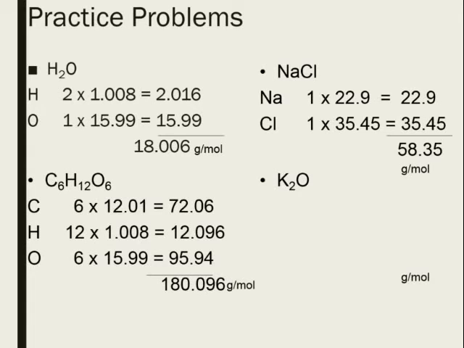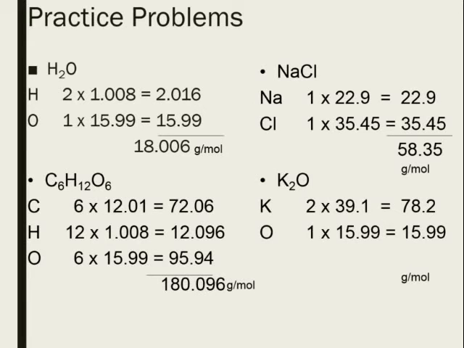One more for you to try. Try K2O, potassium oxide. Please press pause now. All right, let's see how we did. Potassium, periodic table tells me the mass is 39.1 grams per mole. There are 2 atoms of potassium here, so I'll multiply that by 2 to get 78.2. The oxygens at 15.99, there's 1 of them, so that goes straight across. Let's add those together, and I'll end up with 94.19 grams per mole.